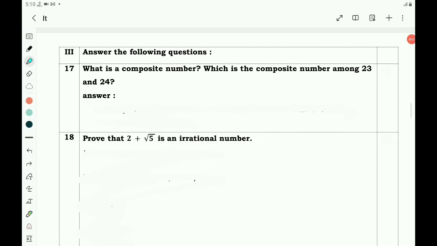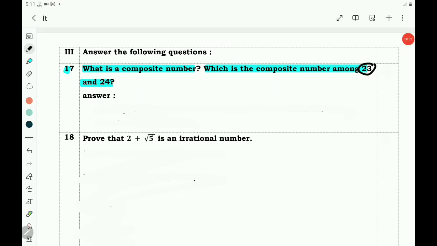Dear children, now let us solve the 2 marks question of the KSEEB SSLC Midterm Mathematics question paper. Now let us take the 17th question. What is a composite number? Which is the composite number among 23 and 24? You know that the number which is having more than 2 factors is called composite number.